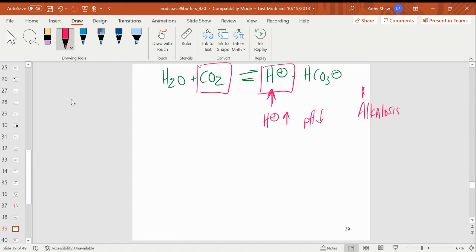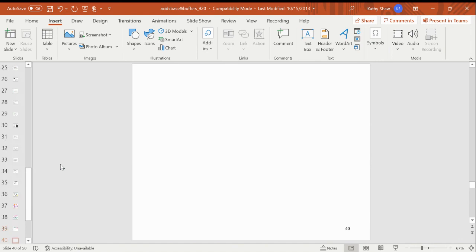There's my metabolic alkalosis. So I'm going to leave room because we're going to come back and talk about this one in a second. So what causes metabolic alkalosis? A metabolic problem that increases my hydrogen ion concentration, decreasing my pH. So let's do another one. And you can guess what it is.